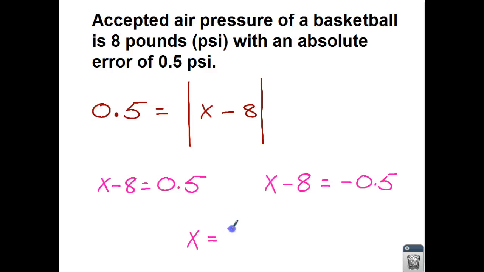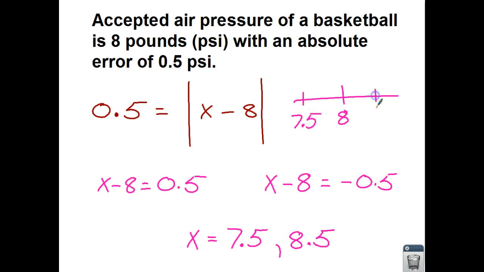x would be at 7.5 and 8.5. Think of a number line. If you're standing on 8 and you go a half distance below it, you're going to end up at 7.5. And if you go a half distance above 8, you're going to be at 8.5. So that's what they're talking about when you're dealing with absolute deviation.